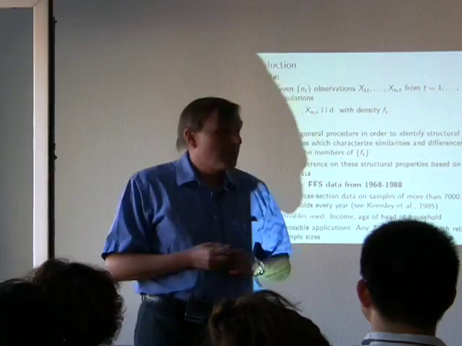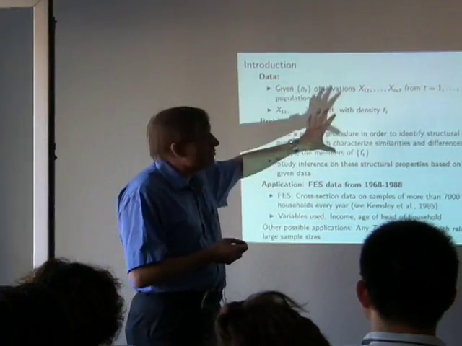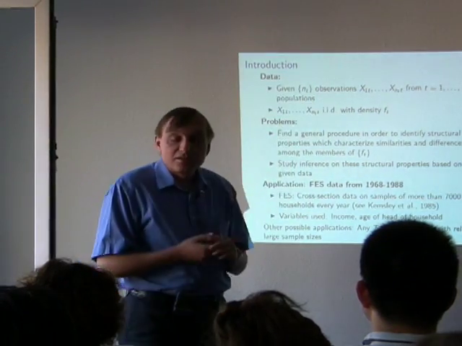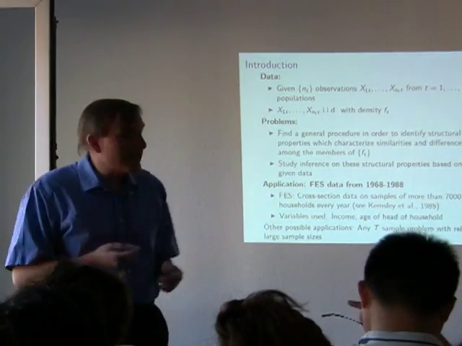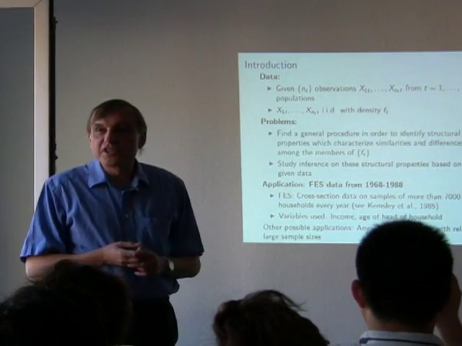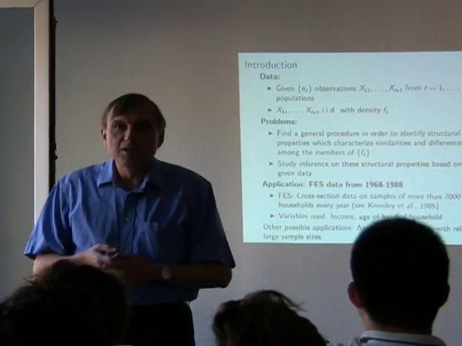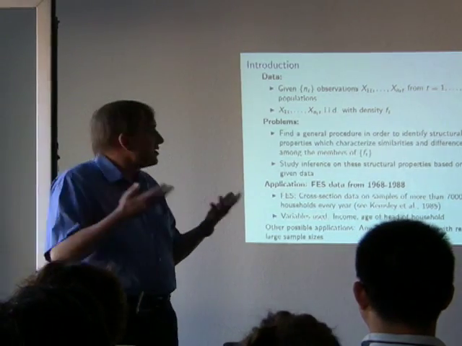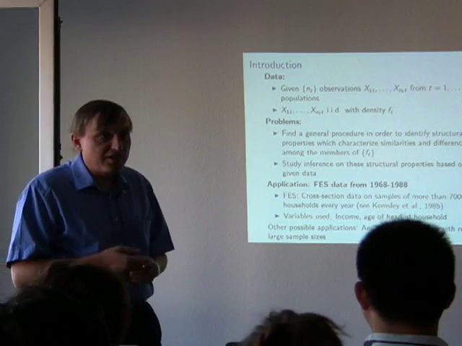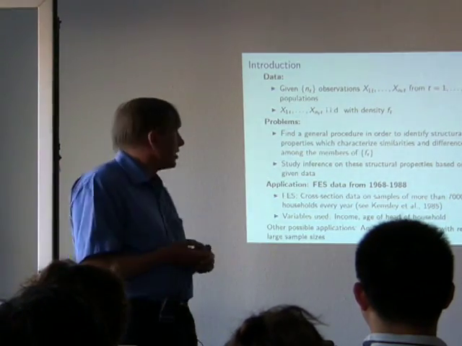That's the main problem. So the main focus here is not just to test whether these things are identical. They are not. With 7,000 observations, every test that says the income distribution doesn't change over time will reject, with a p-value of 10 to the minus 40. Okay? But the thing is then to get more information and to see how these things evolve.